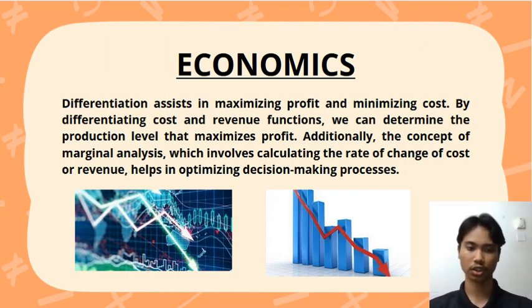Number two, business. Differentiation assists in maximizing profit and minimizing cost by differentiating the cost and revenue functions. We can determine the production level that maximizes profit. Additionally, the concept of marginal analysis, which involves calculating the rate of change of cost or revenue, helps optimize the decision making process.